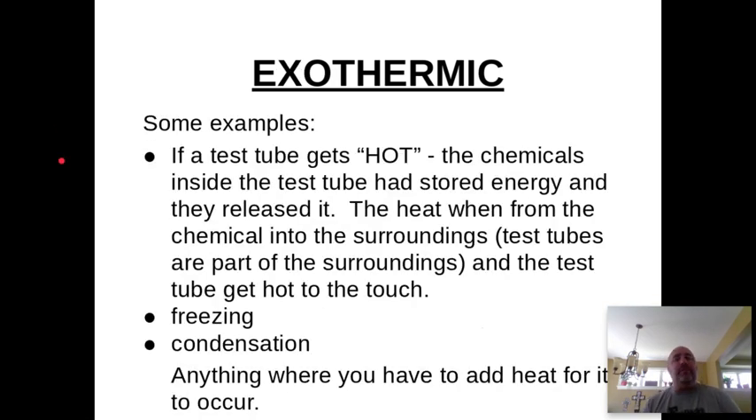So some examples: exothermic reactions tend to get hot because the chemicals have stored energy and they give off some energy and warm up the area adjacent to it. So if you were to put chemicals inside of a beaker or a test tube and you felt the test tube and the test tube got hot, that would be exothermic. The heat energy used to be inside the chemicals and the energy went into the surroundings. The test tube would be part of the surroundings, and when your hand touches it, your hand's part of the surroundings. And your hand gets hot.